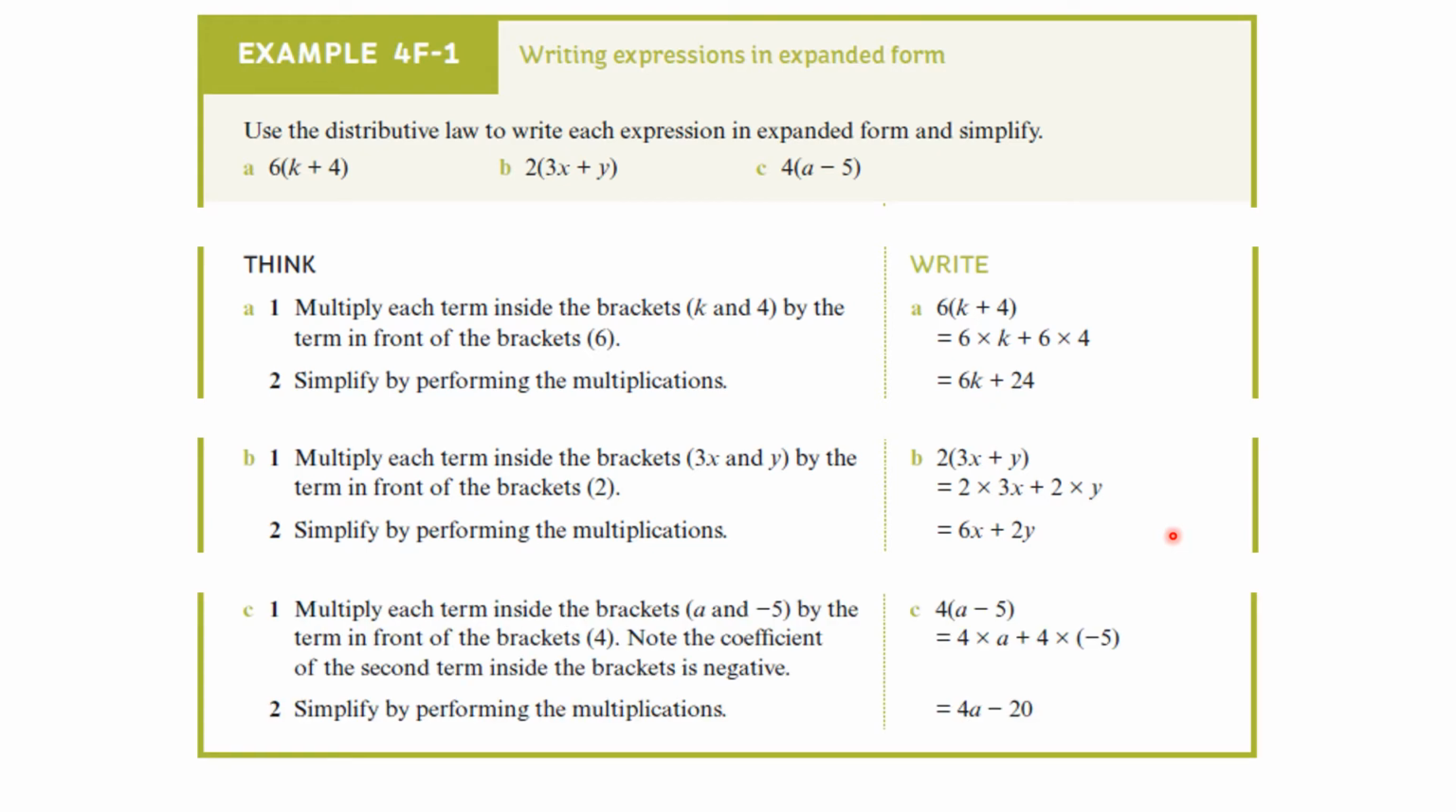The last one, we have 4 times a, and then 4 times negative 5. Okay, so we're going to just pay close attention to this last value here. So we're looking at simplifying this to 4a, and then a positive and a negative number, always a negative, 4 5s to give us 20.